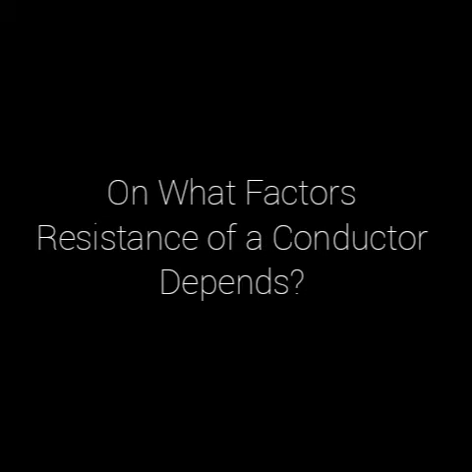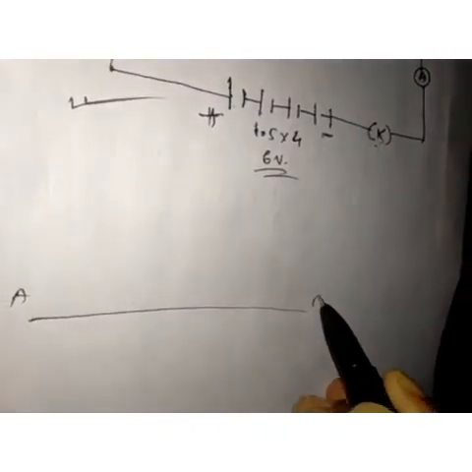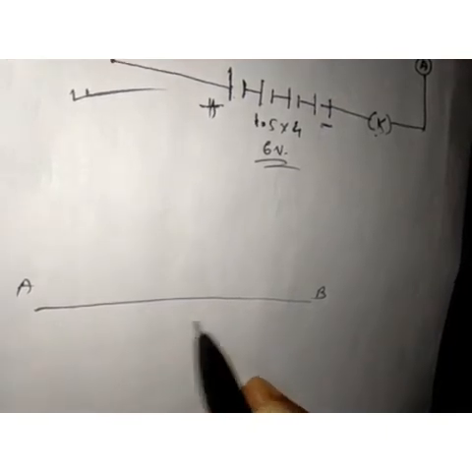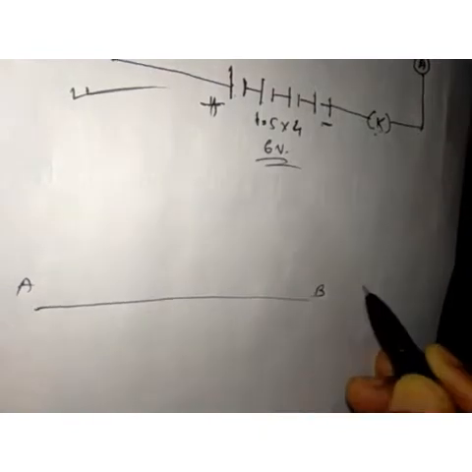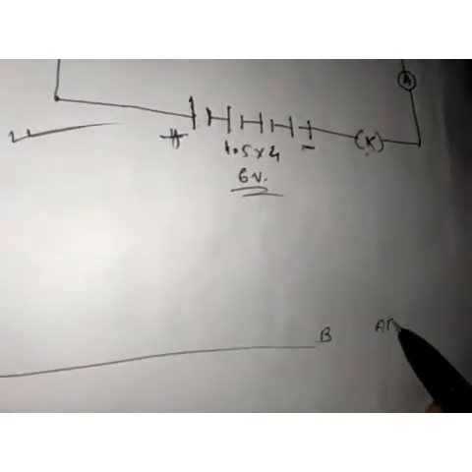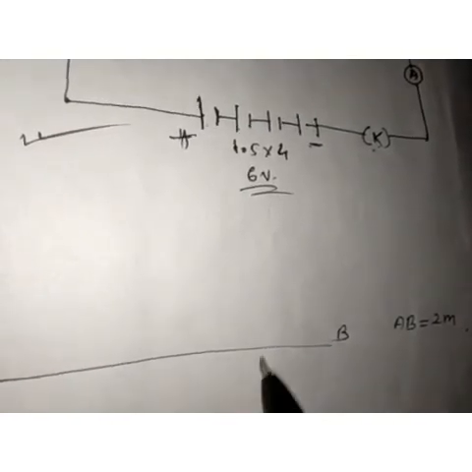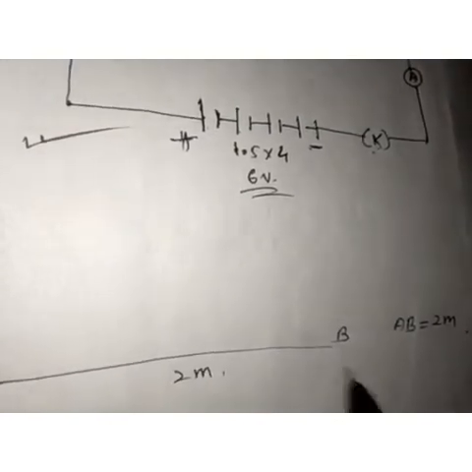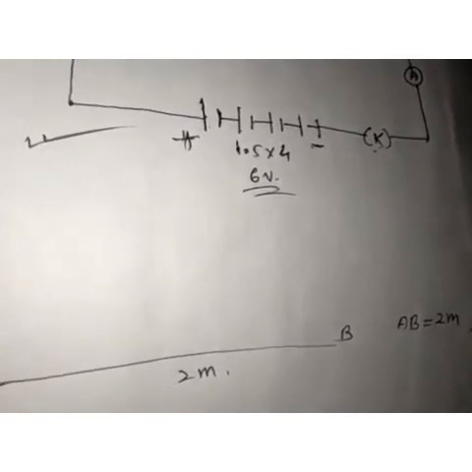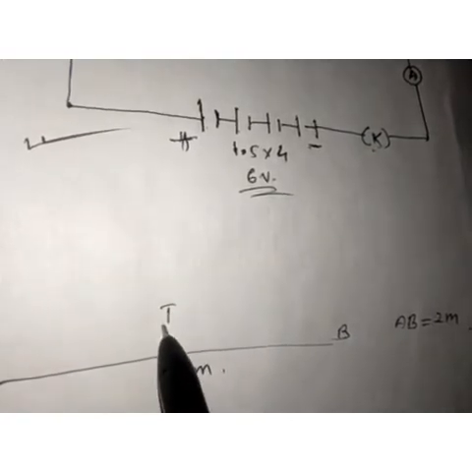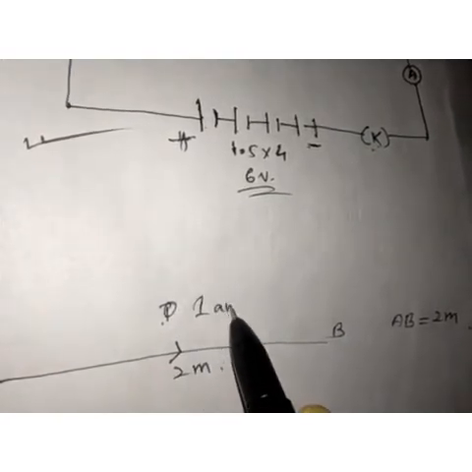Suppose this is a conductor. AB is a conductor, and the length of this conductor AB is, suppose, 2 meter. Then through this 2 meter length, suppose 1 ampere current is passing.